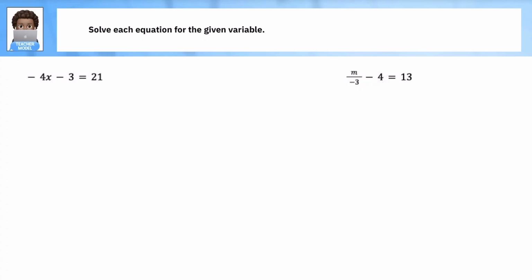All right, we're going to move a little faster here so you can see it. Again, this one is written in ax plus b equals c form. I'm going to start with that b by adding its opposite.